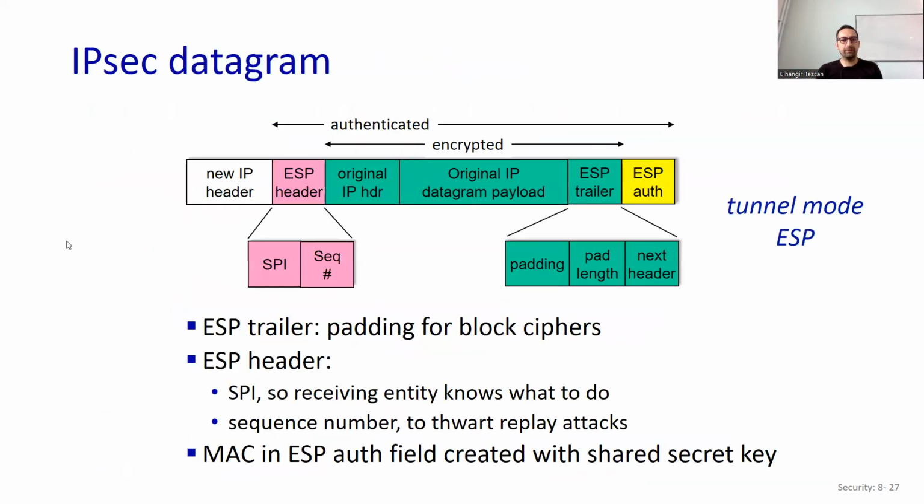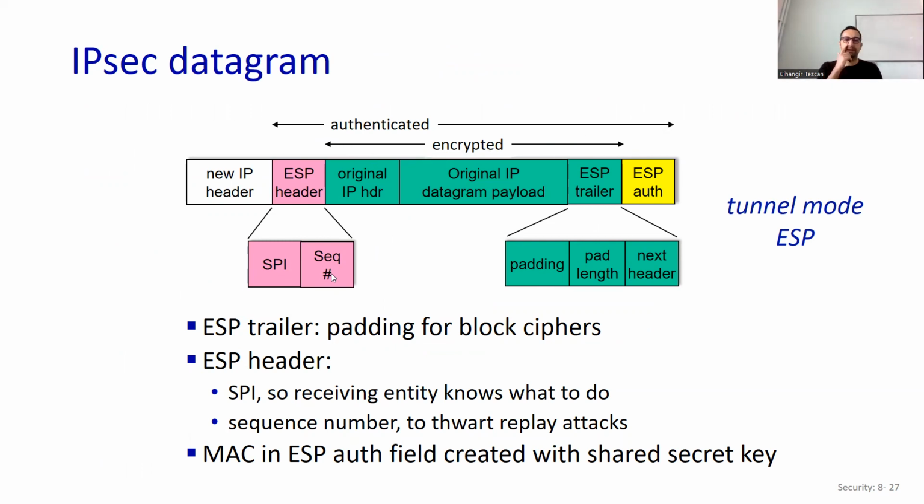Okay, let's look at an IPsec datagram. So you have the original IP datagram payload. Recall that in the ESP tunnel mode, we encrypt everything. In the AH mode, we didn't have encryption. So this is your original IP datagram payload, original IP header. Then you put the ESP trailer here, which contains padding, pad length, and next header. You encrypt this part. Then put the ESP header, with sequence numbers. Then calculate the MAC of it. So this is why it is authenticated.